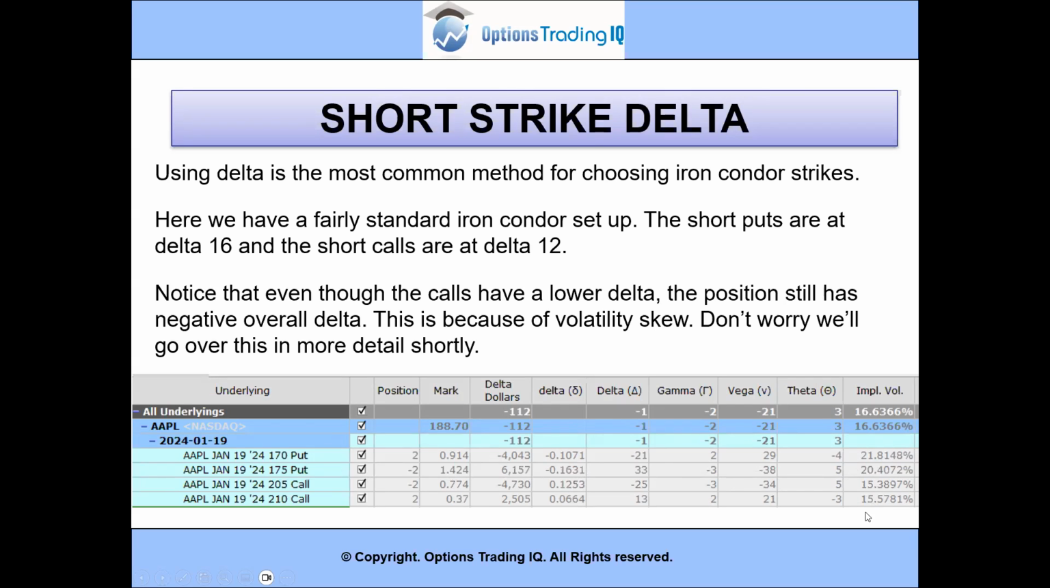So I could probably do a whole class on implied volatility, but basically the IV of the stock is about 16.63, but then each individual strike will also have its own level of IV. So we've got about 21, 22% on the puts and about 15% on the call. So there's a little bit of put call skew there. But again, that's a pretty standard sort of setup.